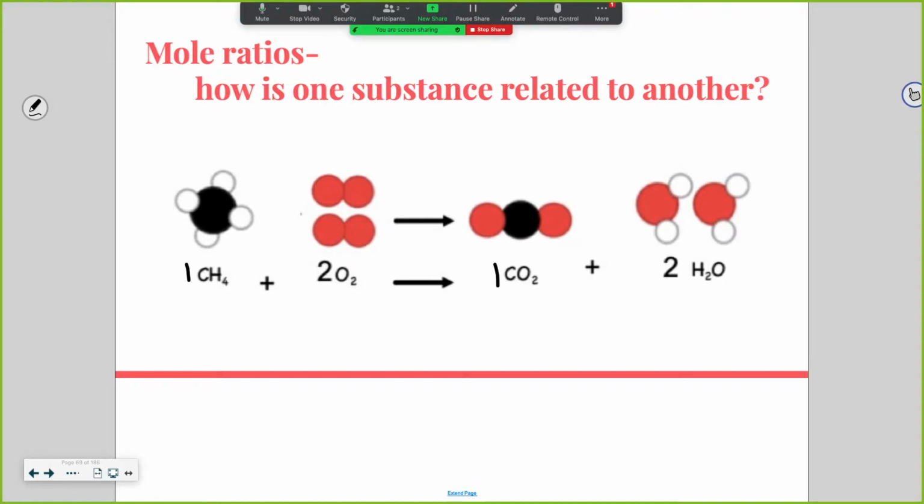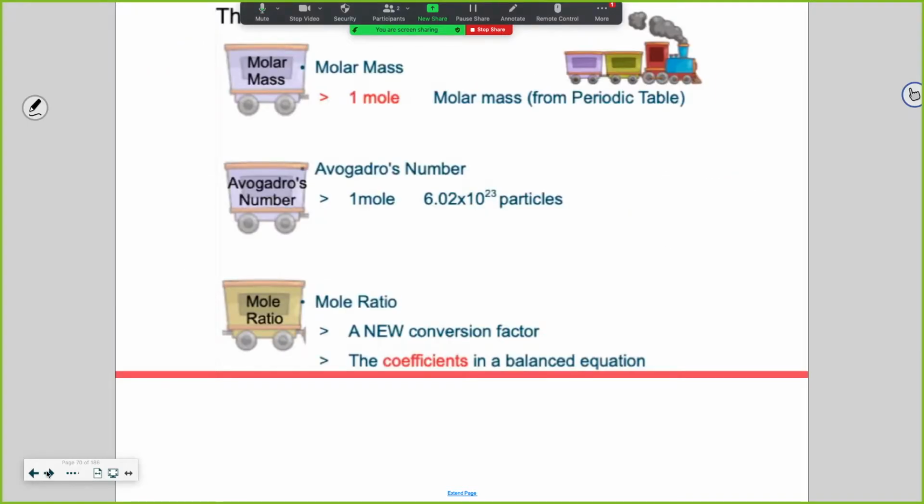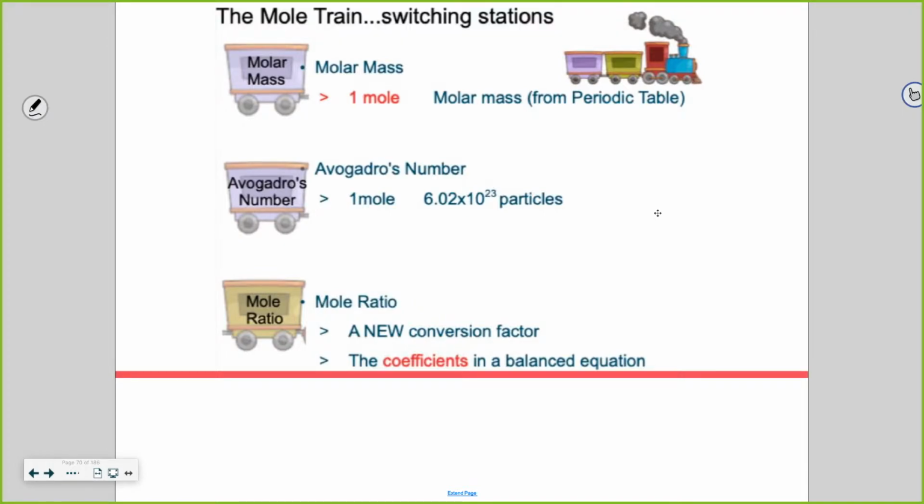They're a ratio. For every 2 oxygens, 1 carbon dioxide is produced. For every 1 CH4, 1 carbon dioxide can be produced in this equation. So we're looking at those coefficients today to tell us those ratios. If we look here, here are some of our conversions. We call it the mole train. Each stop along the way is a different station.